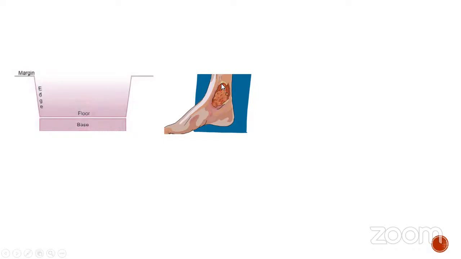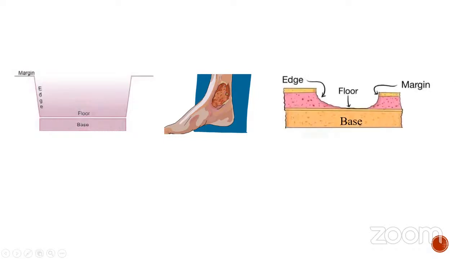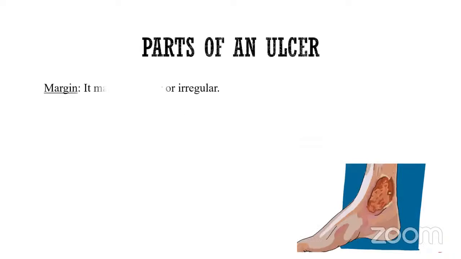And the part that connects the floor to the margin is called the edge of the ulcer. So if you look at this image, the third image, you can see how an edge connects the ulcer to the margin of the ulcer. So even this edge also can come in different shapes, and the entire ulcer rests on the base. Base can be any structure in the body. So we can look into different parts. Which is margin? It can be either regular or irregular. Then second, it can be rounded or oval.